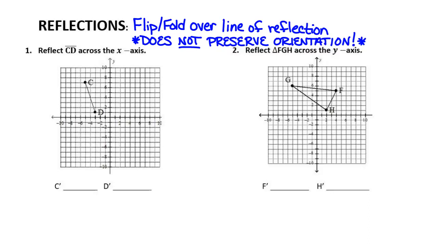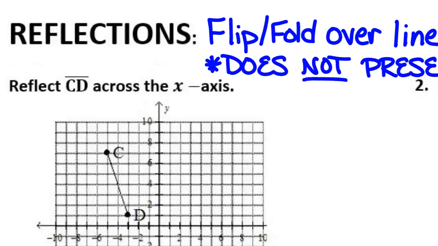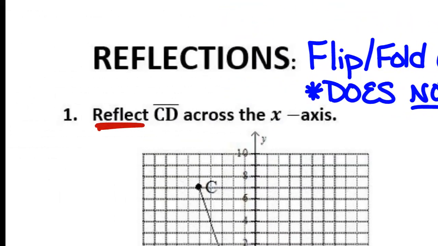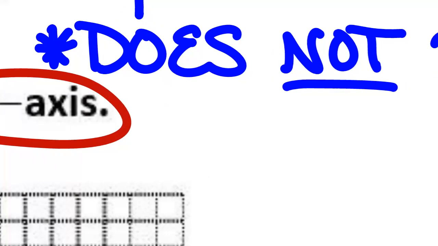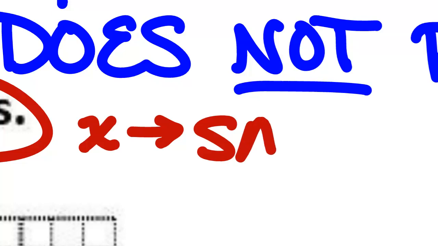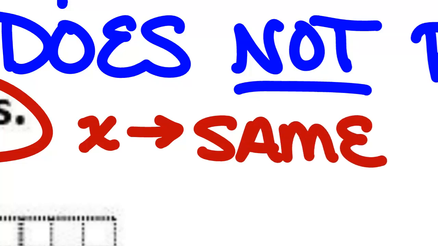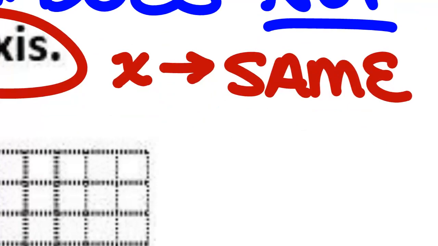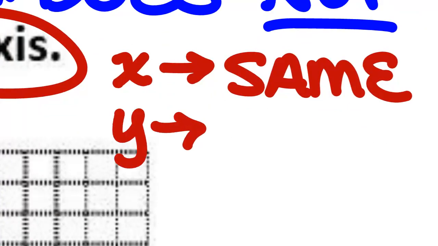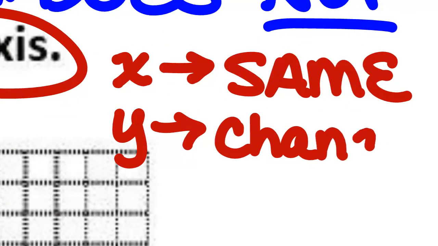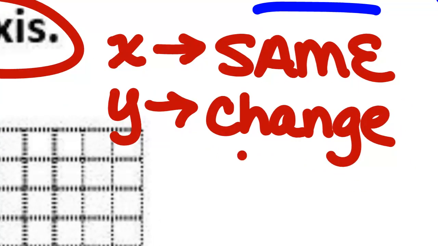Let's go ahead and look here at number 1. We are going to reflect this line segment, CD, over the x-axis. We practiced this a little bit on the Friday before break. When I reflect over an axis, whatever axis I reflect over, that part of the ordered pair stays exactly the same. So all of the x's in my ordered pairs are going to stay the same. The y's are going to change sign.